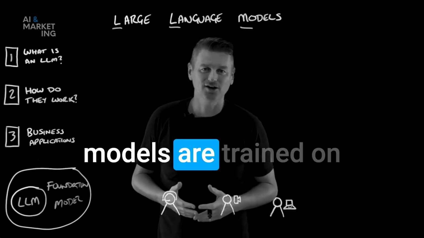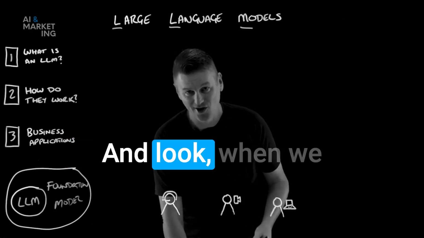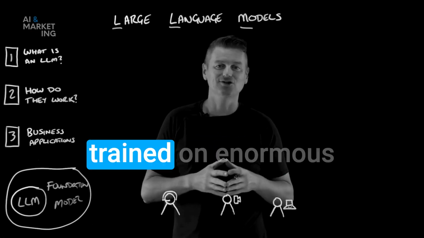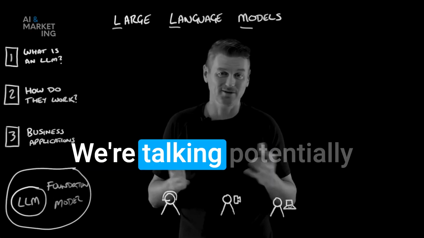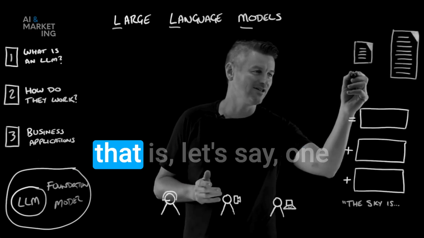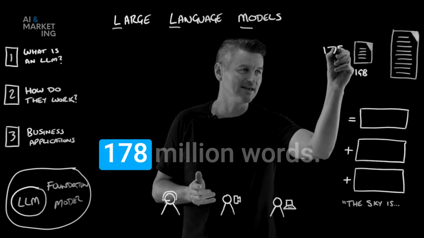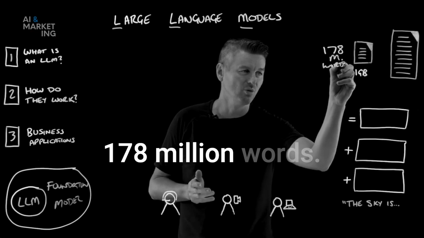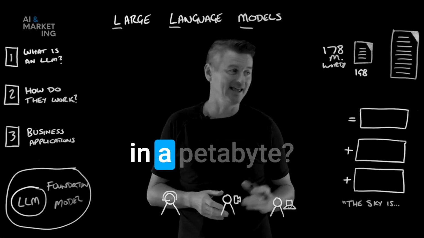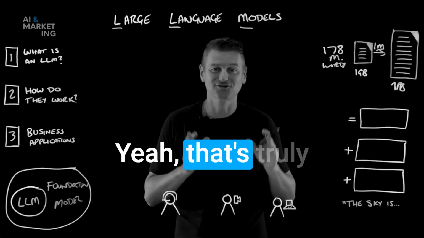Now, large language models are trained on large data sets of text, such as books, articles, and conversations. And look, when we say large, these models can be tens of gigabytes in size and trained on enormous amounts of text data. We're talking potentially petabytes of data here. To put that into perspective, a text file that is, let's say, 1 gigabyte in size can store about 178 million words. A lot of words just in 1 GB. And how many gigabytes are in a petabyte? It's about 1 million. Yeah, that's truly a lot of text.